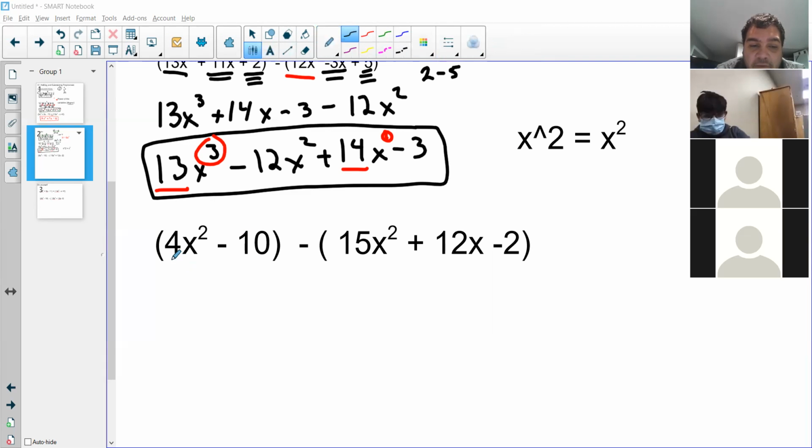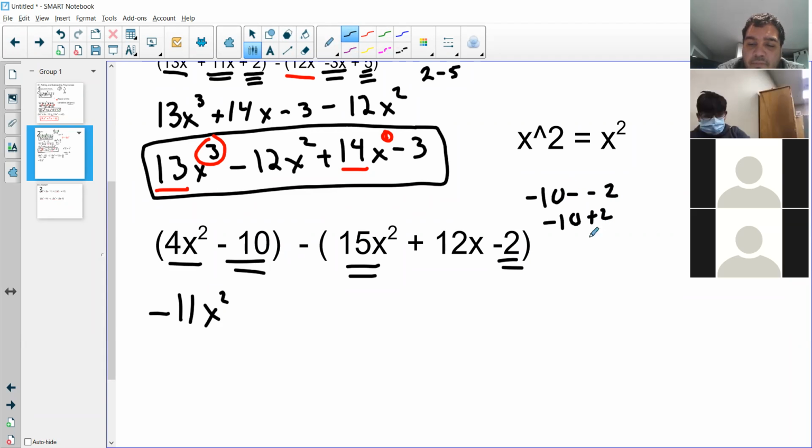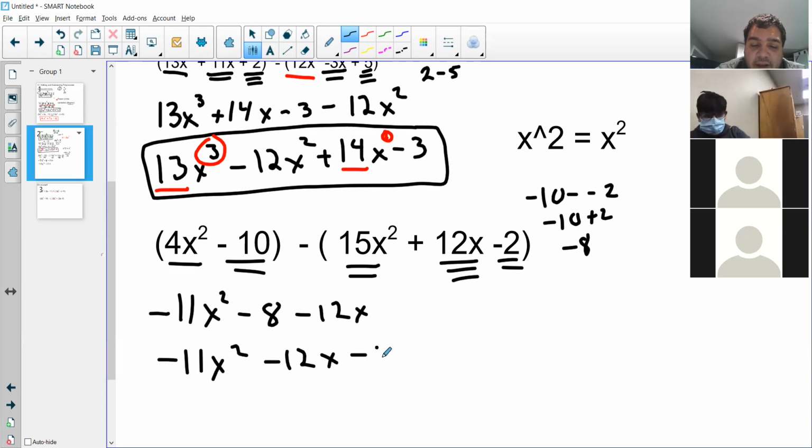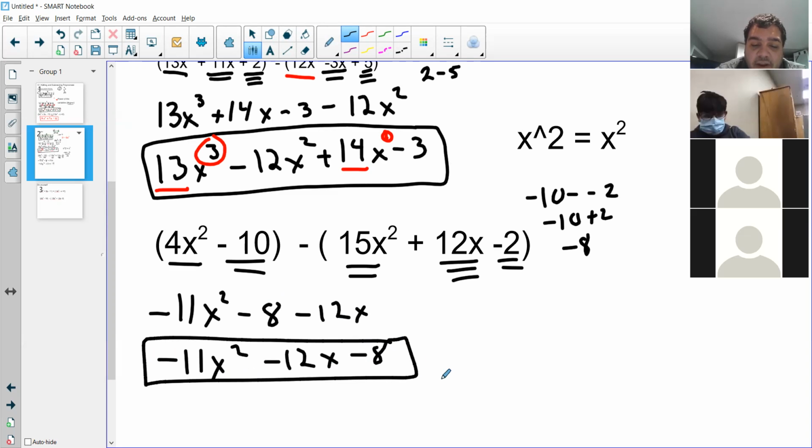It's going to be 4x squared goes with 15. So 4x squared minus 15 is negative 11x squared. Negative 10 goes with negative 2. That's negative 10 minus negative 2. Double negative means a positive. So that's going to be negative 8. So minus 8. And we have a 12x here. There's nothing in front, so that's technically 0 minus 12x. So negative 12x. I want it in the correct order. Minus 12x minus 8. That is your answer.